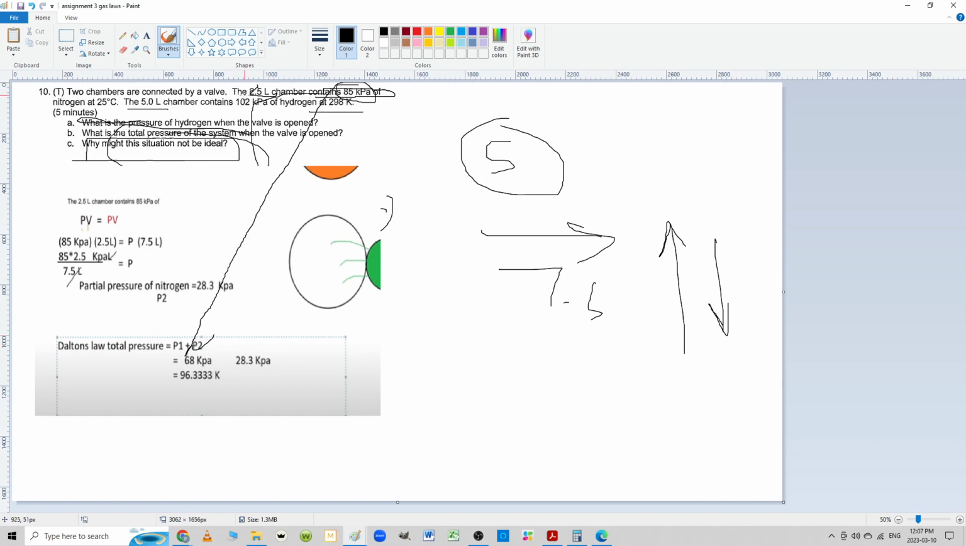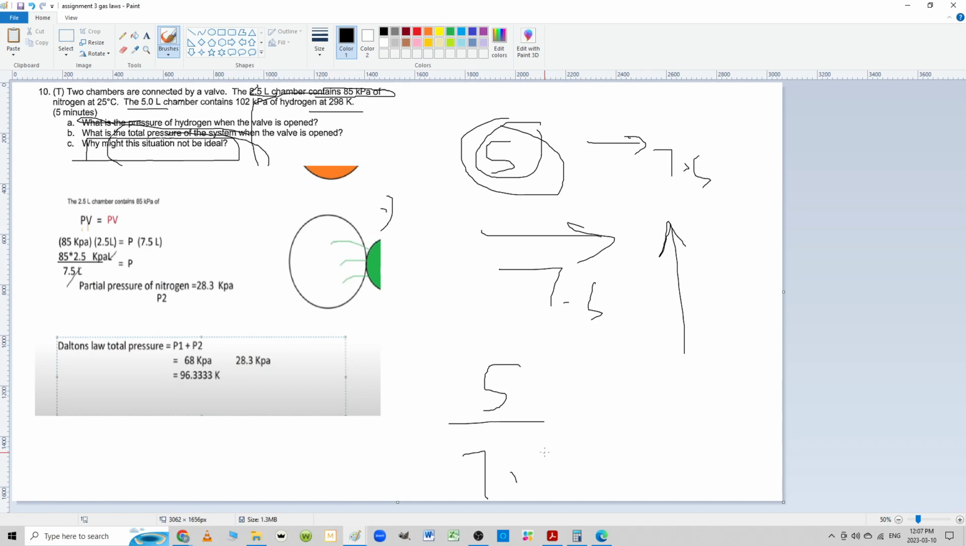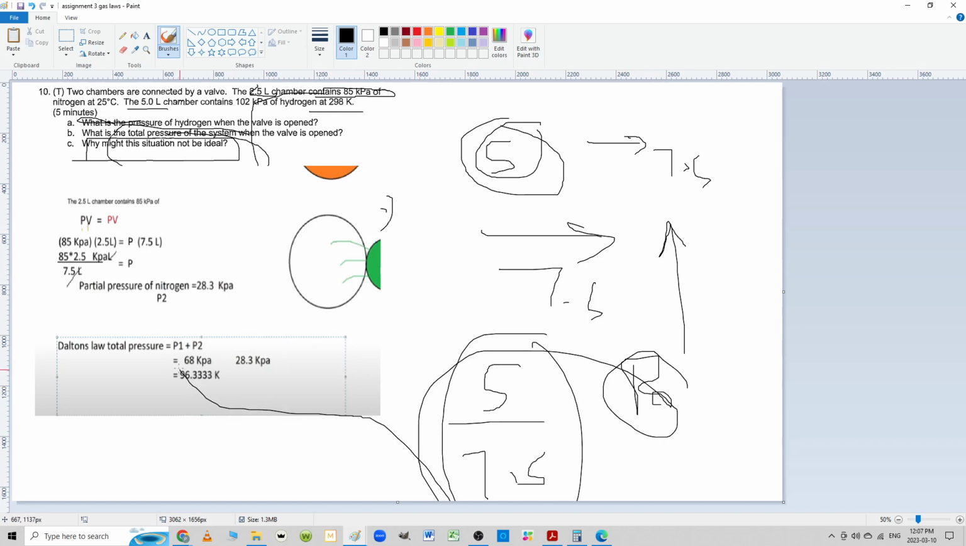Notice the initial pressure of nitrogen was 85, and it went down to 28.3, which is significant. And notice that the pressure of hydrogen went from 102 to 68, which is a lot, but not as much. That's because the hydrogen went from a 5 to 7.5 volume, which is a ratio of 5 over 7.5. And you will discover that ratio times the pascals of the hydrogen is indeed the same answer.